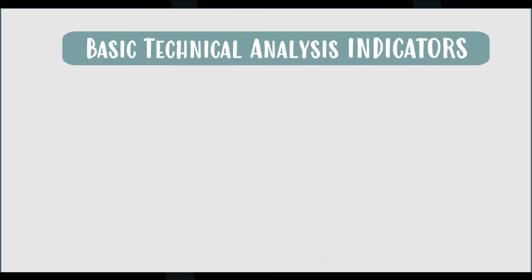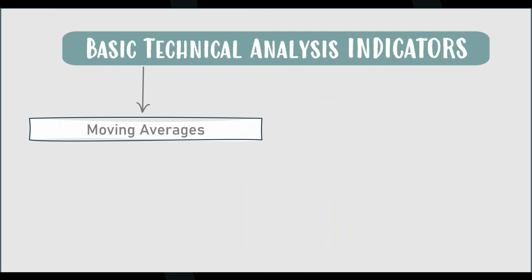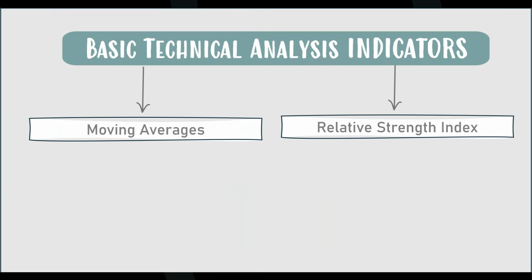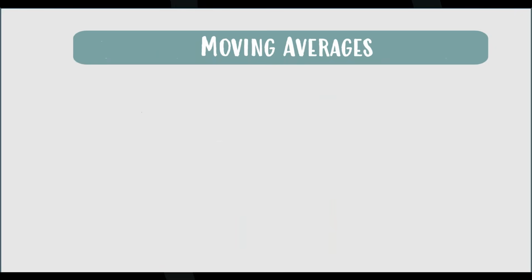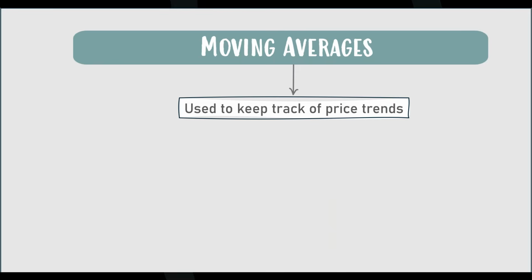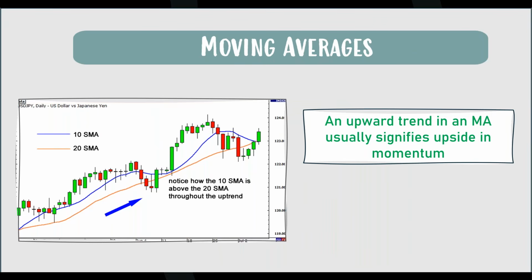Then there are basic technical analysis indicators out there. The most common one would be the moving average, and my favorite, RSI, relative strength index. Now, let's start off with the moving averages, which I'll also squeeze through. I'm sure you probably know, but I just want to show you the basic part of it. It's used to keep track of price trends. So this is basically how it looks.